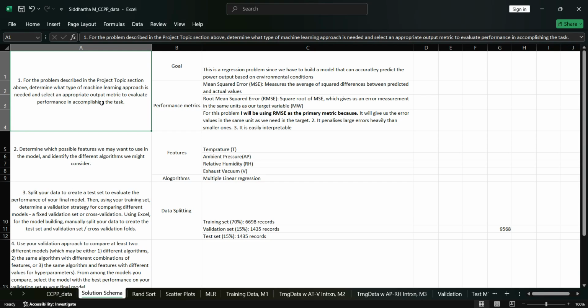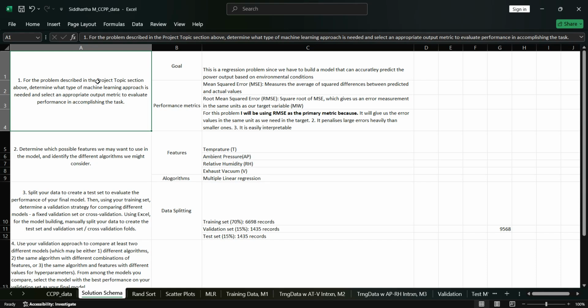So this is a regression problem since we have to build a model that can accurately predict the power output. And the performance metrics which I have picked are the mean squared error and the root mean squared error. I will use RMSE as a primary metric, considering that it is very easily interpretable and it penalizes large errors more heavily than the smaller ones.